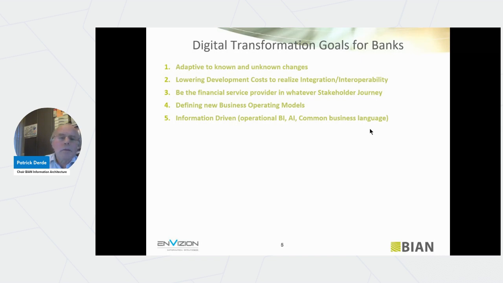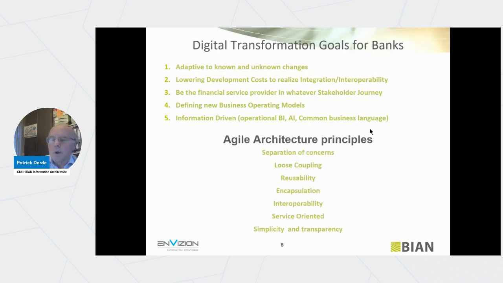New business operating models are popping up. We have to be responsive with our IT. Information becomes more and more important, and we know already from maybe earlier than 2008 that we need an agile architecture. And to build an agile architecture, we're going to make use of a number of principles.